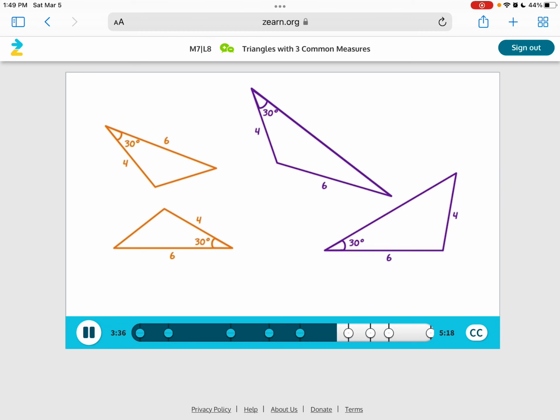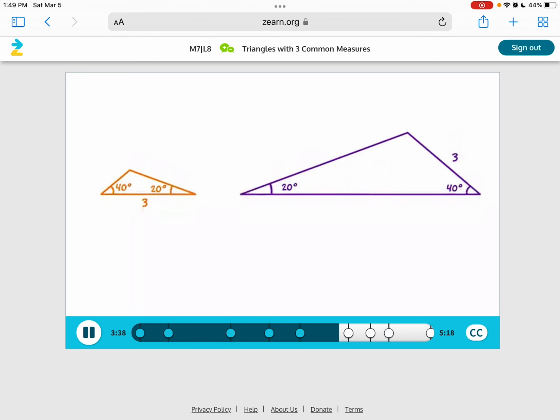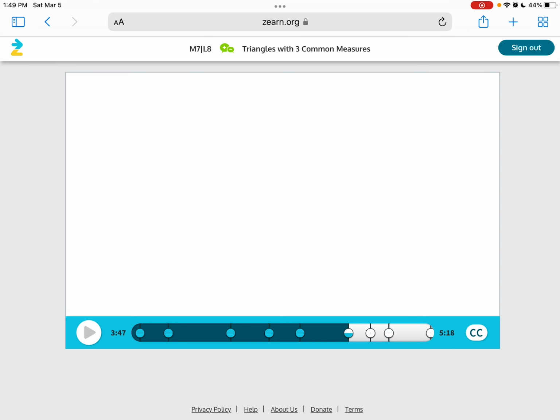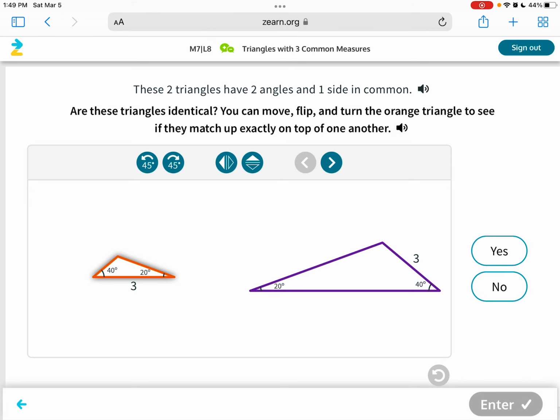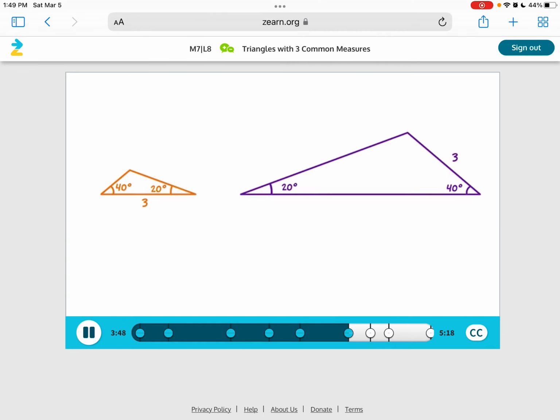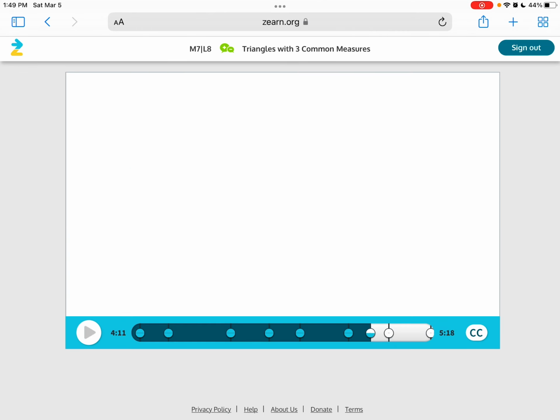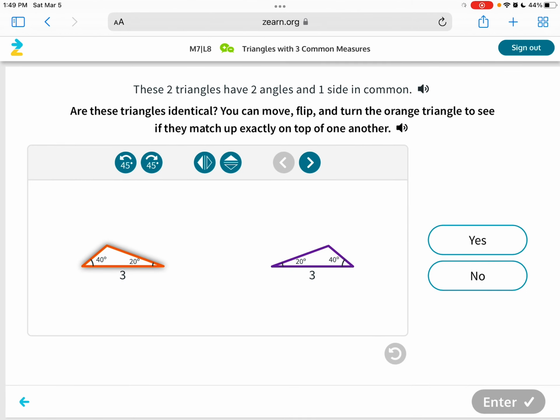Now let's think about some triangles with 3 other common measures. What if they have 1 side length and 2 angle measures in common? Will you always get identical triangles? Start by checking to see if these are identical. I think no. These are not identical. So these 2 triangles have 2 angles and 1 side in common.